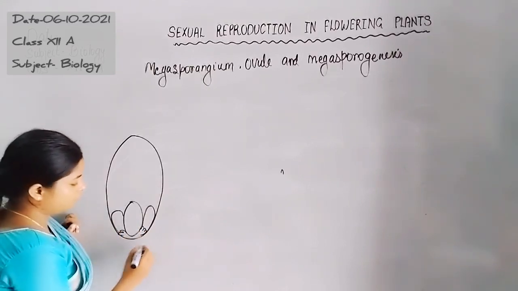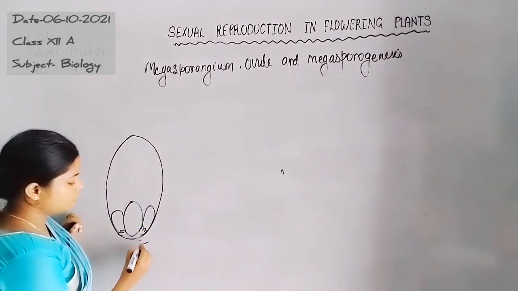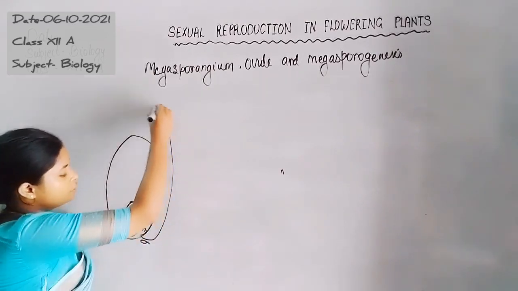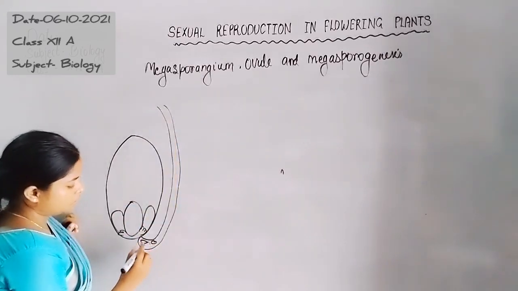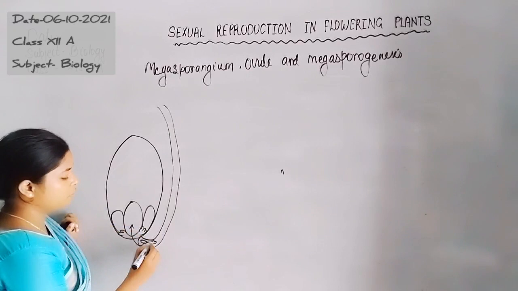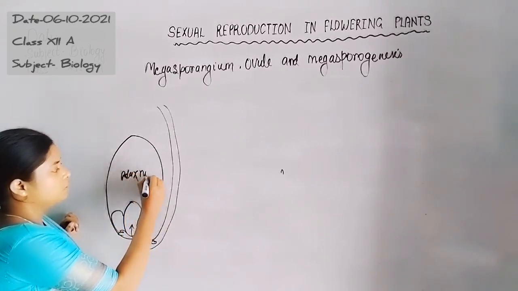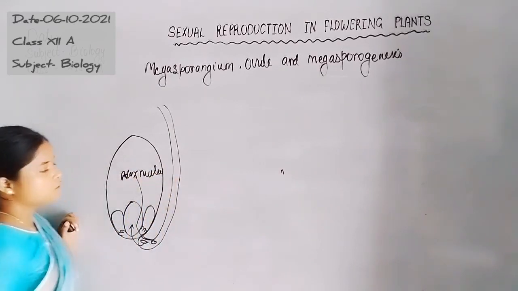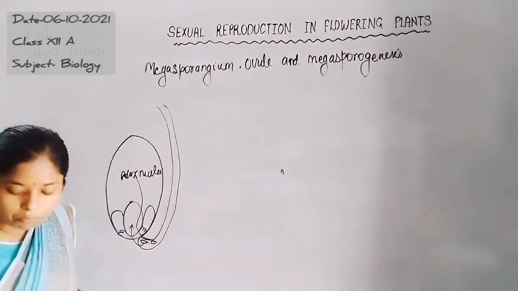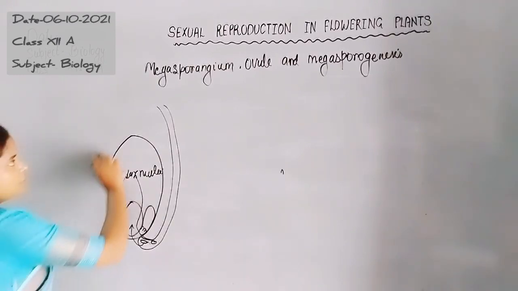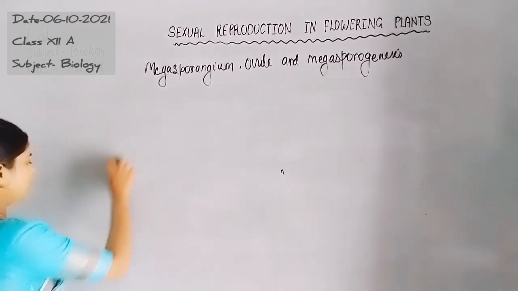Now after fertilization, the ovule is converted into seed. When sperm is transmitted through the pollen tube, one fuses with the egg nucleus and another fuses with the polar nuclei. So before going to discuss microsporogenesis, first we discuss the megasporangium.